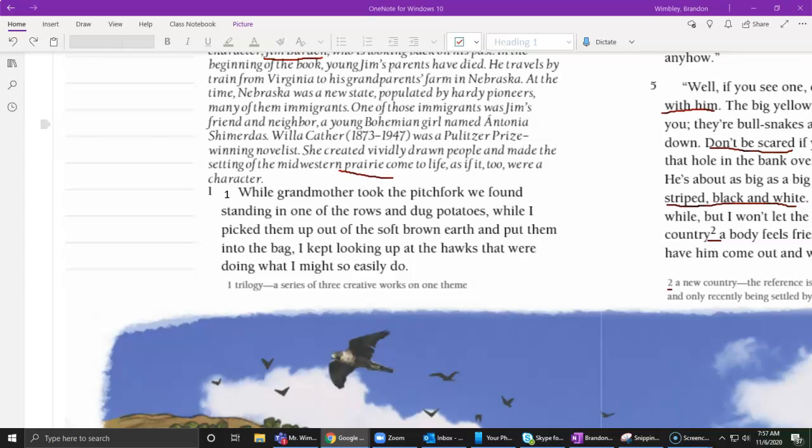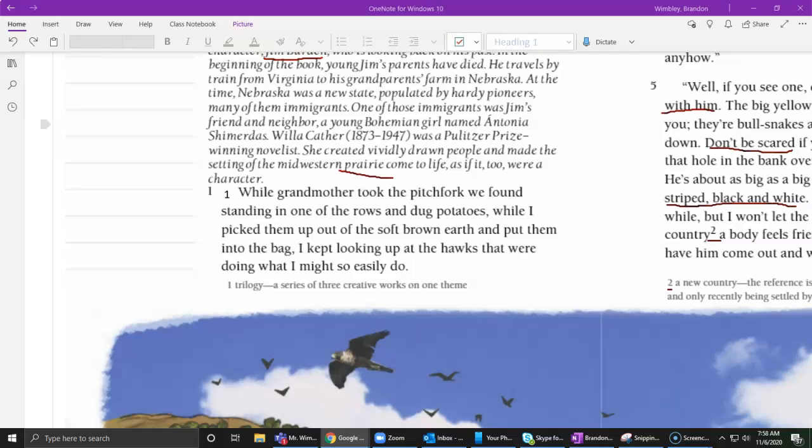So let's give it another try. Well, grandmother took the pitchfork we found standing in one of the rows and dug potatoes. Well, I picked them up out of the soft brown earth and put them into the bag. I kept looking up at the hawks that were doing what I might so easily do.